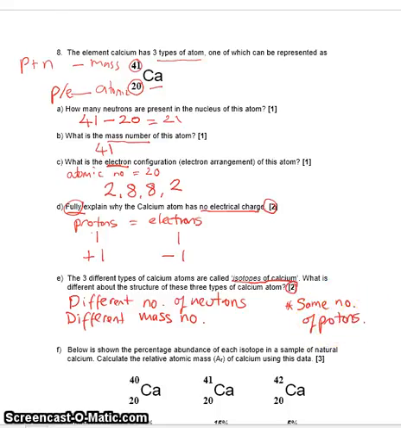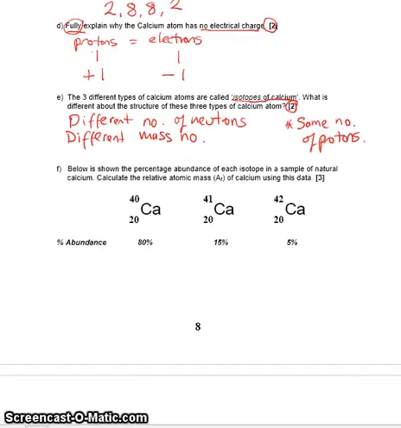Okay, question F. Below is shown the percentage abundance of each isotope in a sample of natural calcium. Calculate the relative atomic mass. Now I always think of relative atomic mass as like the average mass of an atom in a sample. And we've got 3 marks to do this. So one thing I would definitely say is please try and make sure you show your calculations, because sometimes if you give an answer and it's wrong, you might have actually picked up some marks on the way for your calculations. So try and write it all out.